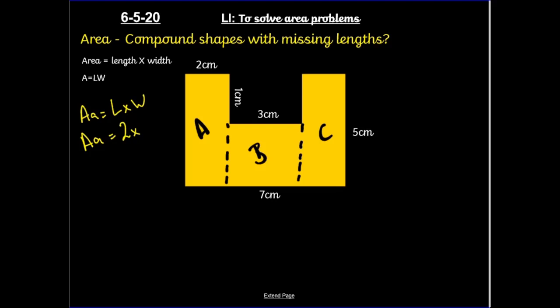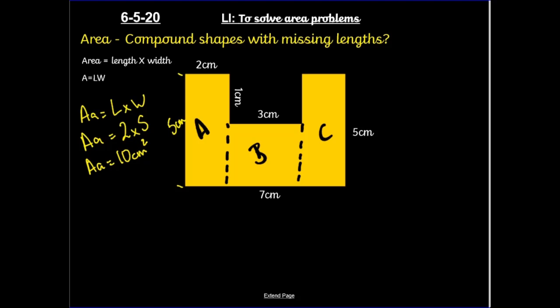Well, I've not got that there, so I'm going to have to fill that in. So this side here, because it's the whole length, is the same as the other side. So that is going to be 5 centimetres. Just 2 times 5. So the area of A is equal to 10 centimetres squared. Well, let's look at B now.